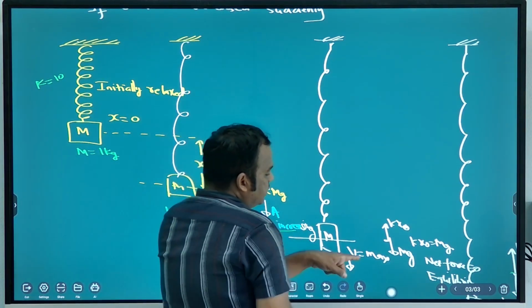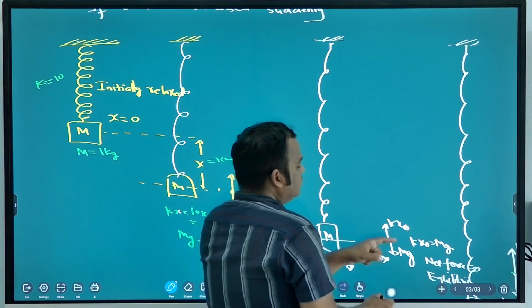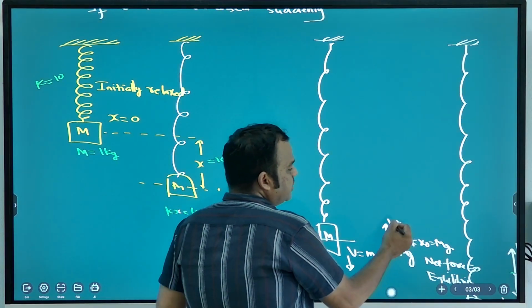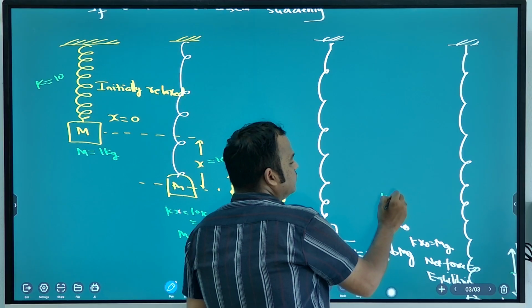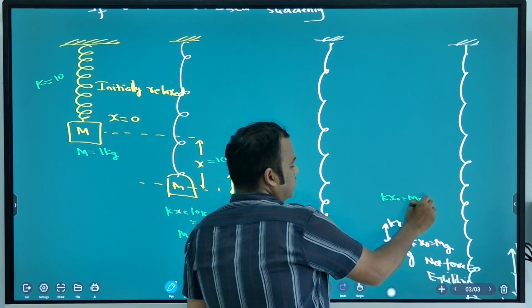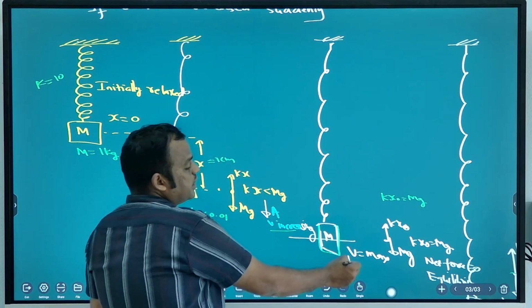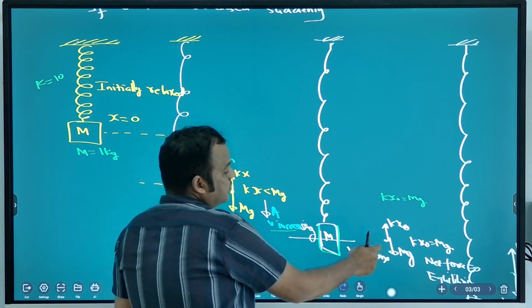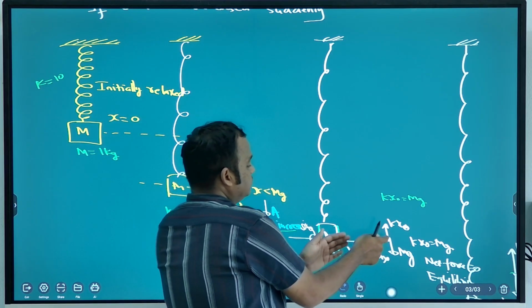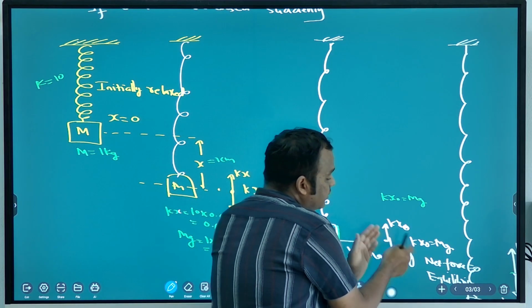Now here velocity is maximum. So what should be x naught? Tell me, what is the x naught value? Velocity is maximum because the force is 0 here, net force is 0. After that, which force is greater?